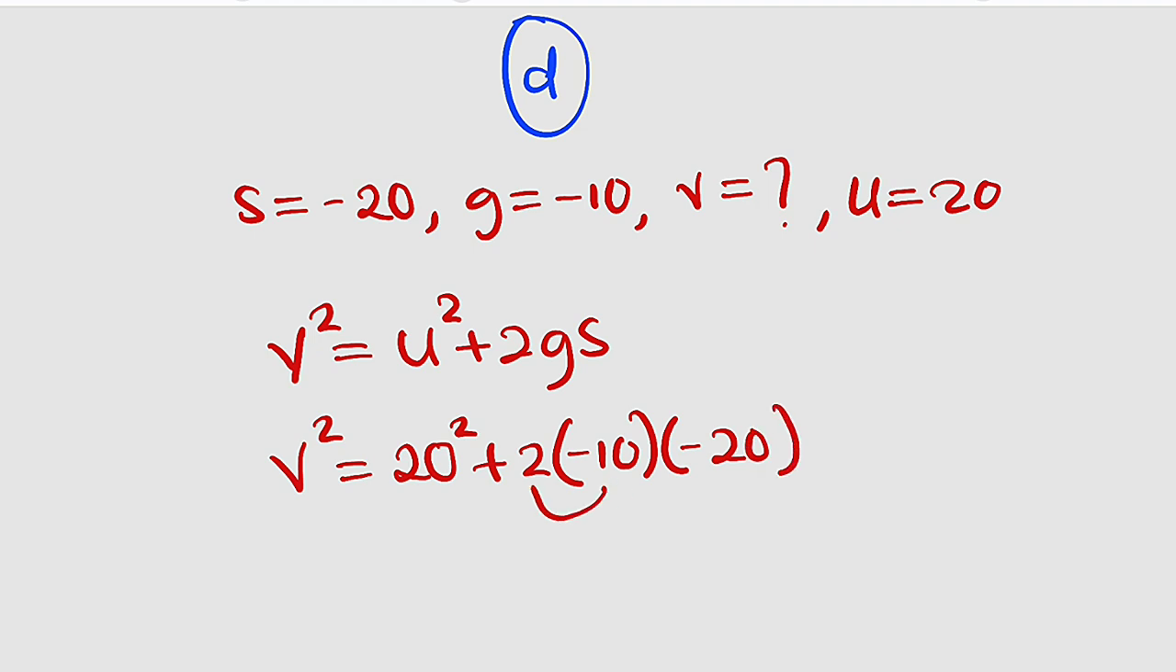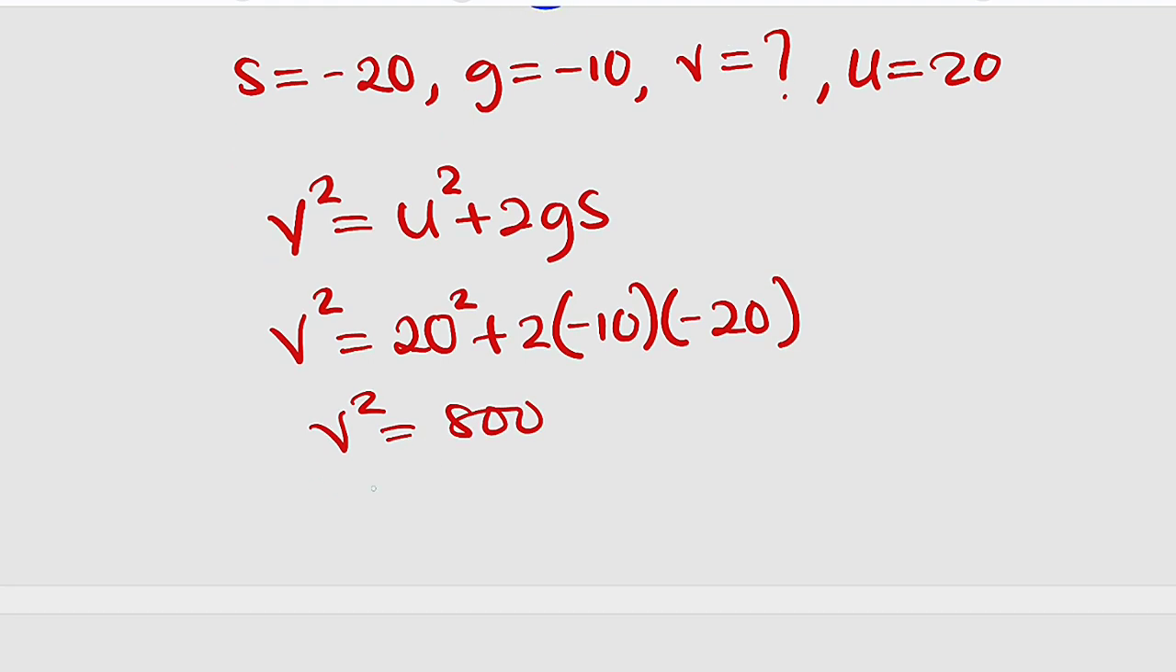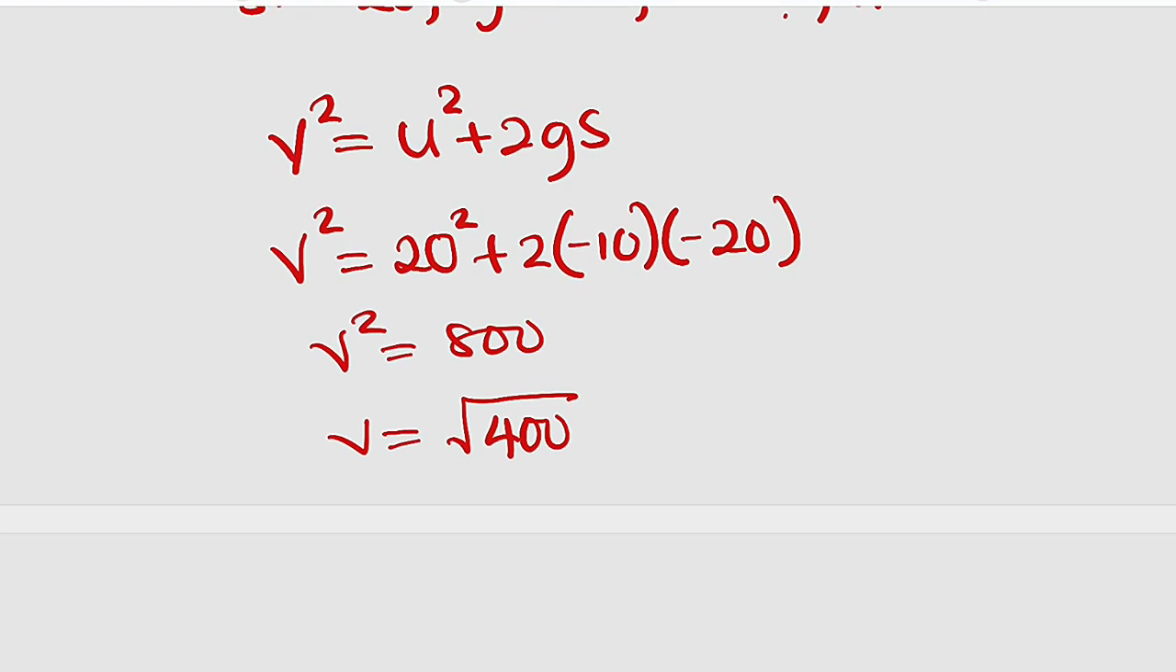You can see that 2 times negative 10 will give us negative 20. Negative 20 times negative 20 is 400. Another 400 here, because 20 squared is 400. So 400 plus 400 is 800. So V squared is equal to 800. Therefore, V is equal to the square root of 800. Do not use plus or minus. All right. And this will give us equal to 20 root 2 meter per second.